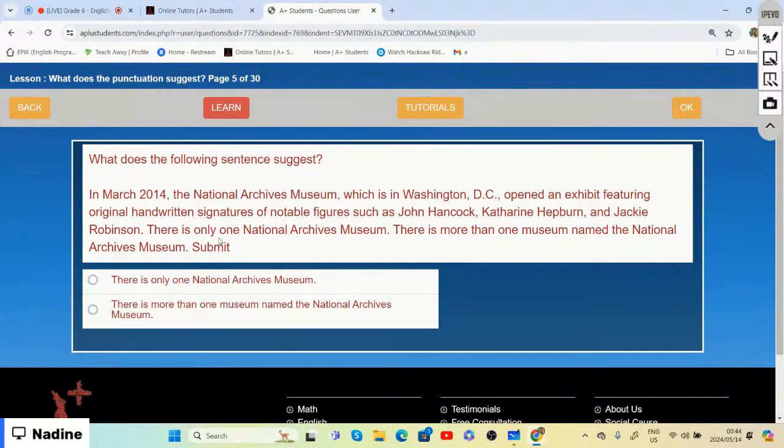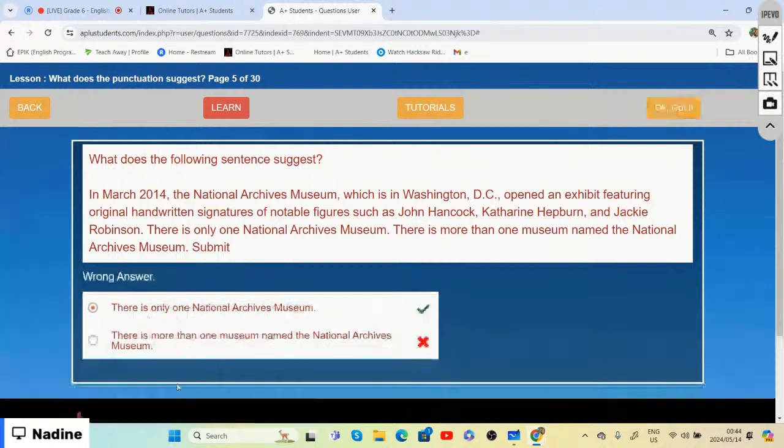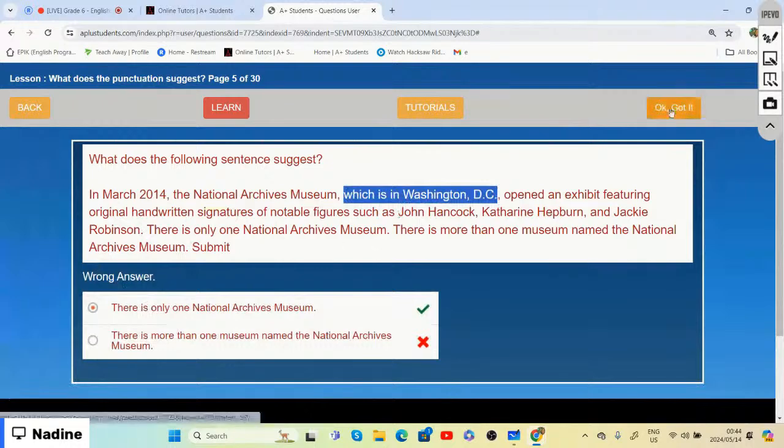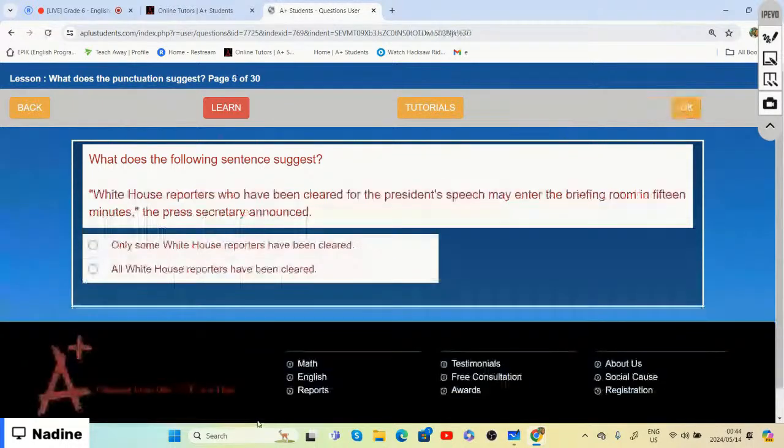All right, so it says there's more than one. It specifically states that there's only one, but the one in DC, right? But well done for trying. All right, let's do the last one and then we are done with our class.